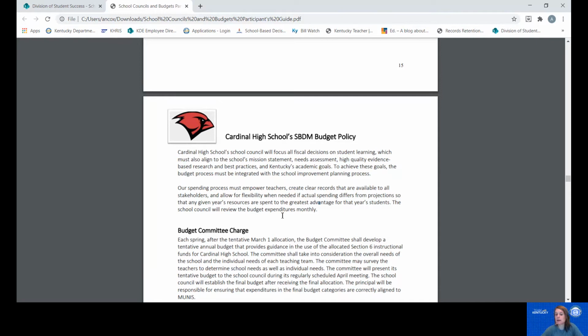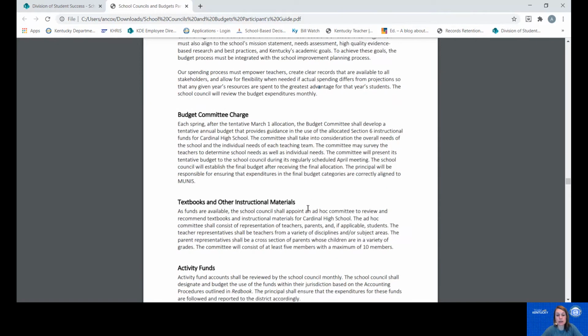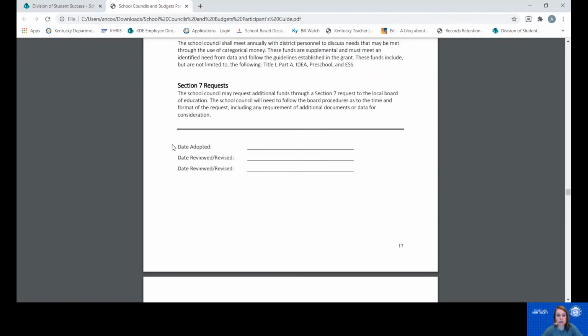And then the last thing that's good about this policy is that here at the bottom, it has a spot for tracking when this policy was adopted, when it was last reviewed and revised. This is good to have because policies are required to be reviewed on an annual basis. So this will help the council know when it was last reviewed to make sure that it's still relevant and will relate to the current school year. So that's something else good to have in a policy.